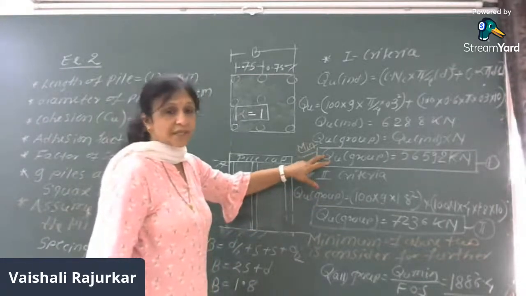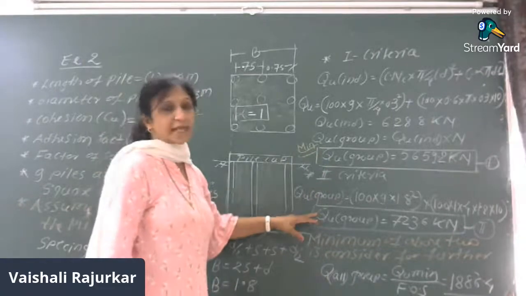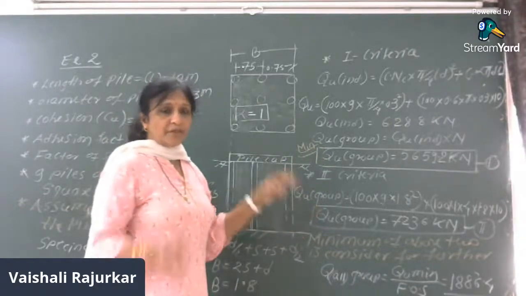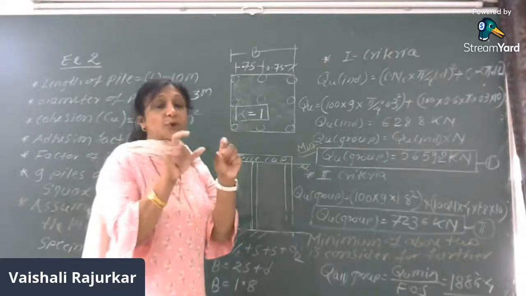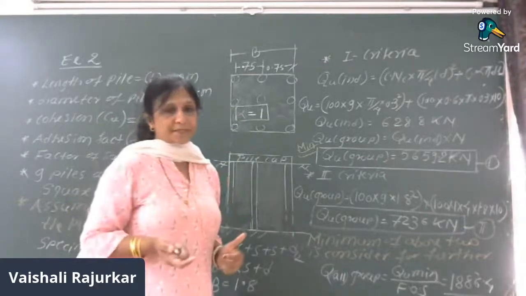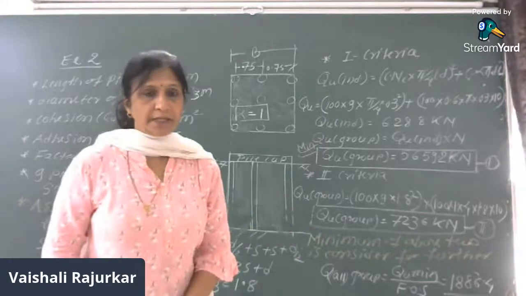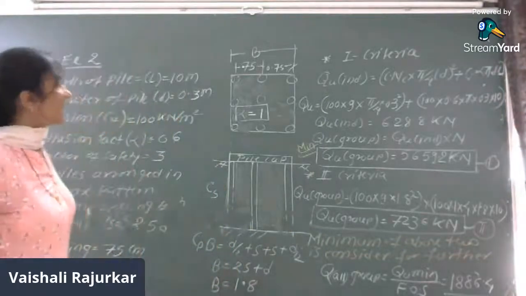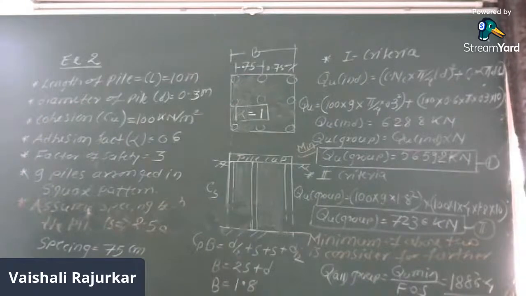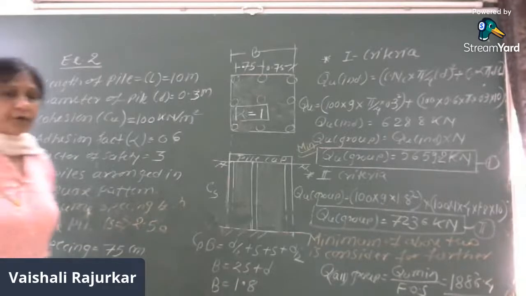The value which is calculated by the first and the value which is calculated by the second group. When we equate these two values, it shows that the group efficiency is 100%. And then you have to find out the optimum spacing. Right? So this is the next type of numerical. I think this is okay for you.